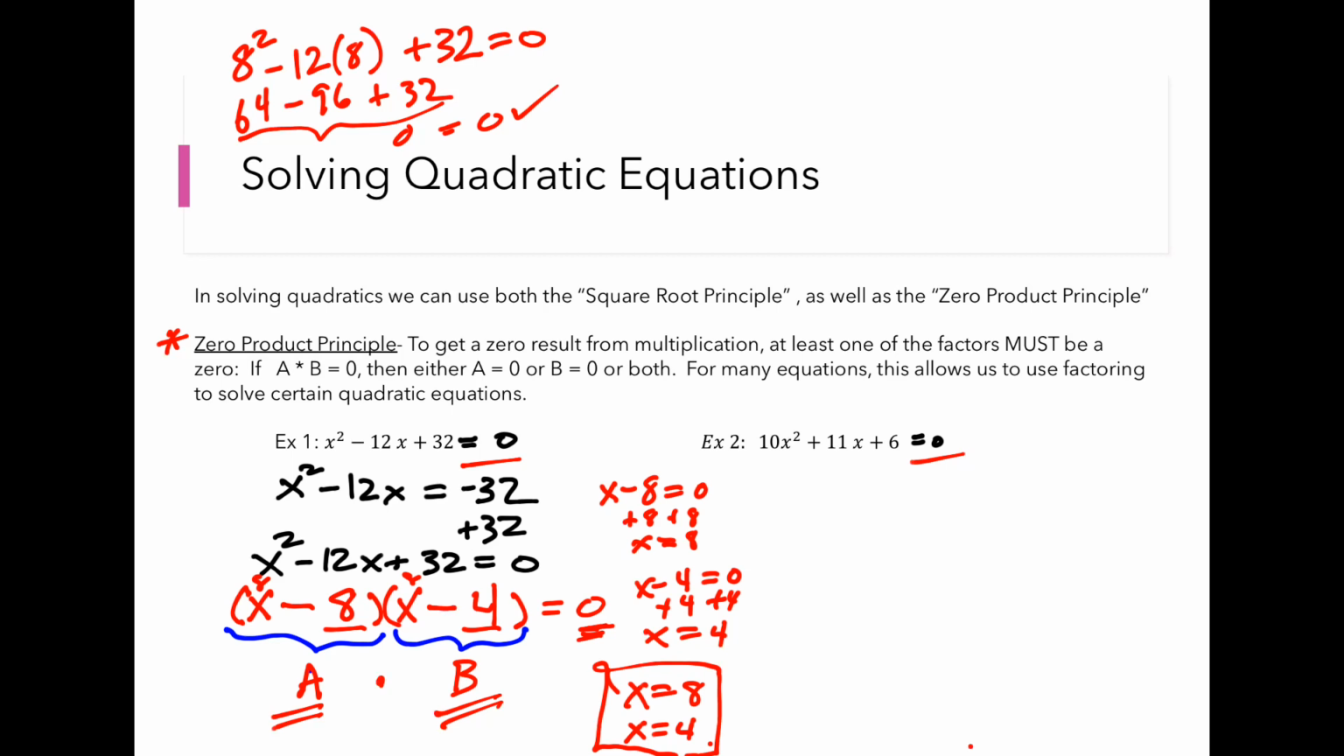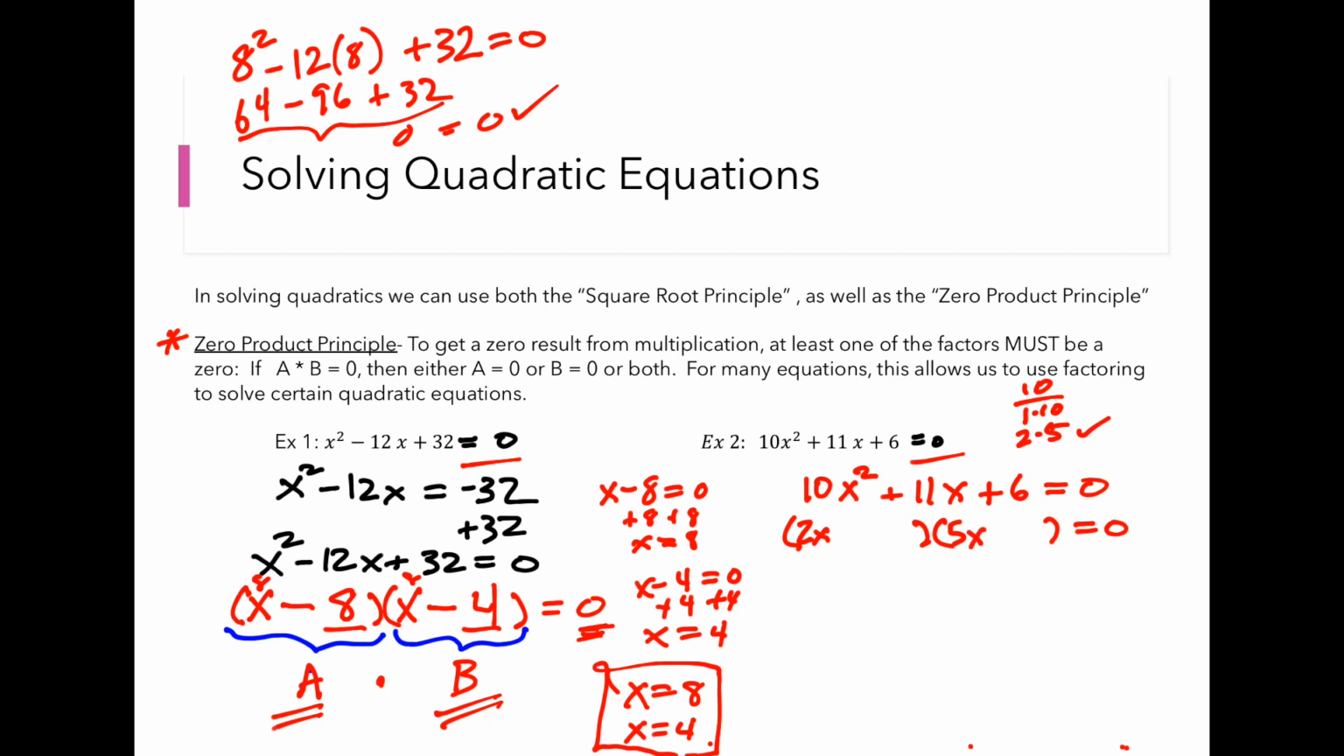Looking at the other one, this is a little more complicated one, right? I have the 10, so I have an a value there that's not just 1 like it was on the previous one where I just had 1x squared. As you guys know, these get a little harder to factor. But let's just go ahead and do the hunting, pecking, trying to figure this out. The factors of 10 are either going to be 1 times 10 or 2 times 5. Usually they're going to be the ones that are the two numbers. So I'm going to go 2x, 5x.